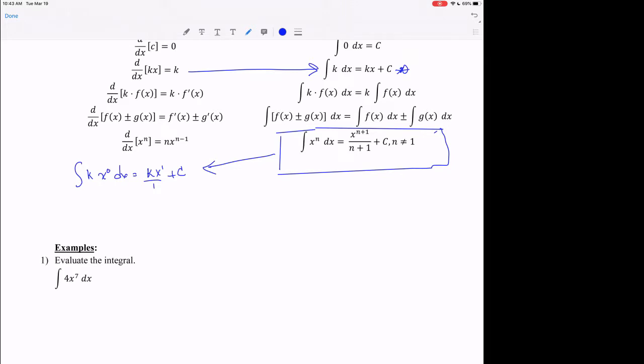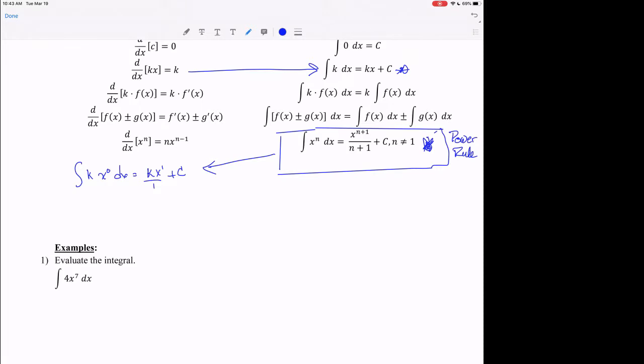Okay? So everything we use goes off of this. It goes off of the power rule. This is the power rule. And it's the backwards of the power rule for derivatives, isn't it? If I have x to the n, then all I'm doing is adding a 1 to it, and dividing by that new addition.